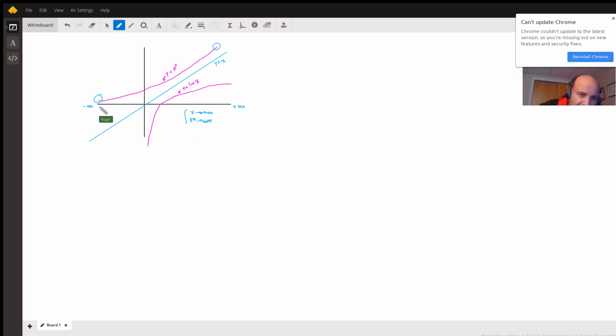And on the left side, it's different. As x goes to minus infinity, e to the x grows closer and closer to 0. So e to the x tends to 0, as you can see here from this limit.